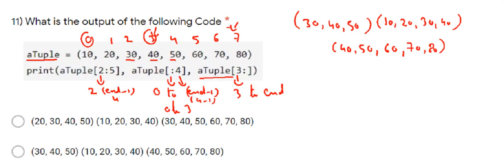So now what is the answer for this? The answer for this is option number 2. What is the output for the first tuple? 30, 40, 50. What is the output for the second one? 10, 20, 30, 40. What is the output for the next one? 50, 60, 70, 80. So this is option 2. Okay, this is very simple, just a slicing operation you have applied on the tuple. We'll go to the next question.